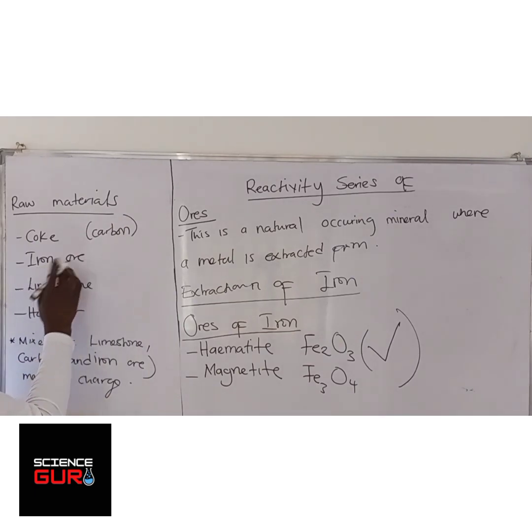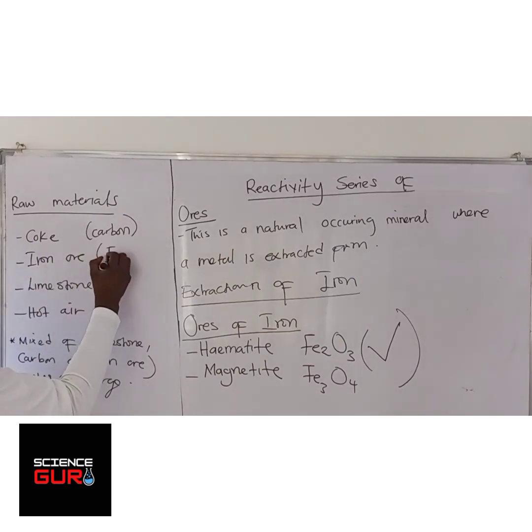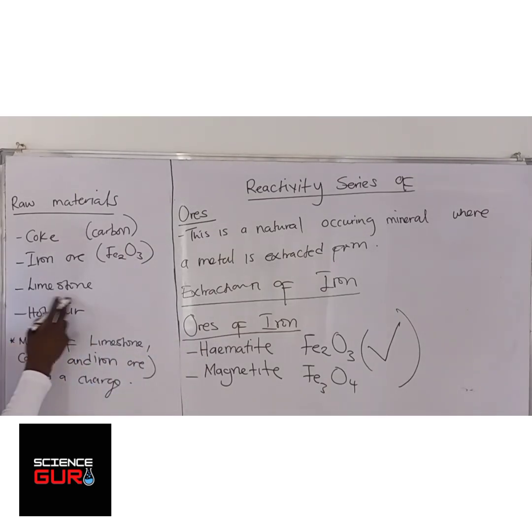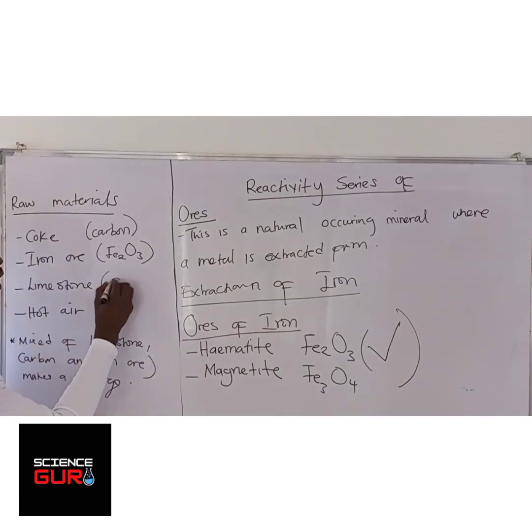Okay, you need iron ore, which is iron(III) oxide, Fe2O3, which is hematite. You need limestone, which is calcium carbonate. You need hot air, which is just oxygen. Now, I want you to take note of this: a mixture of limestone, carbon, and iron ore forms what we call a charge.